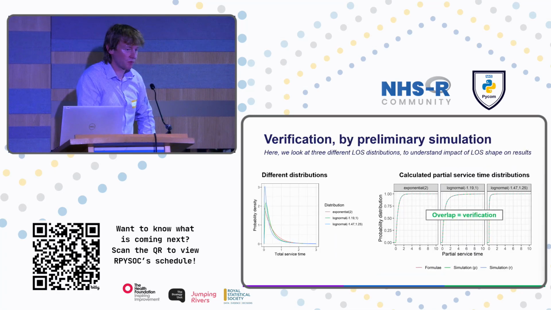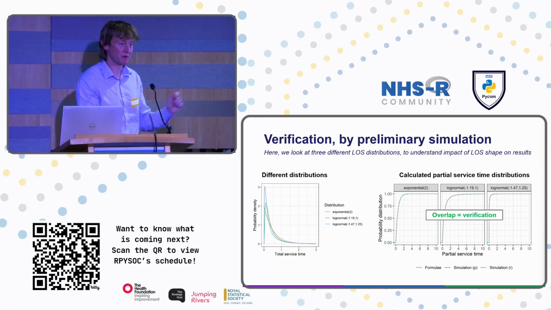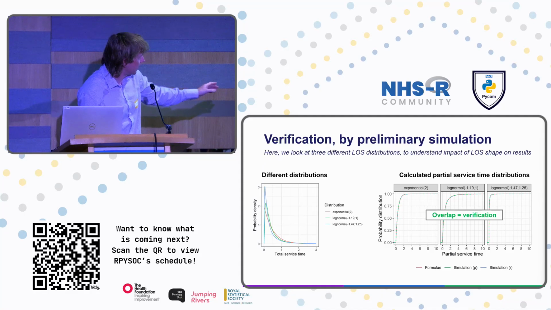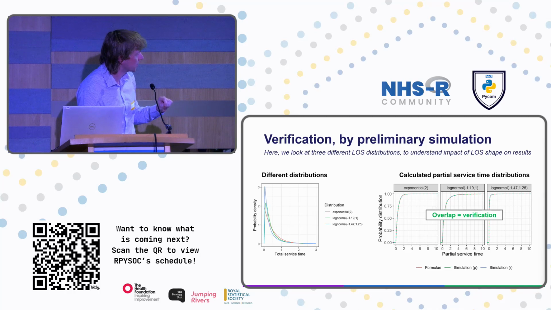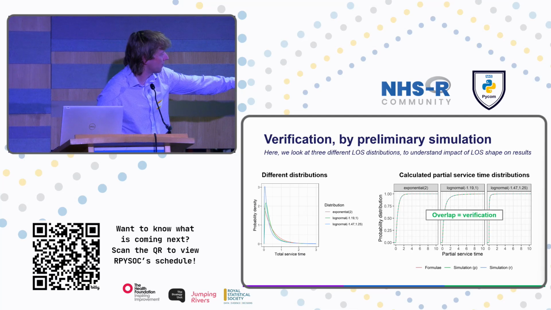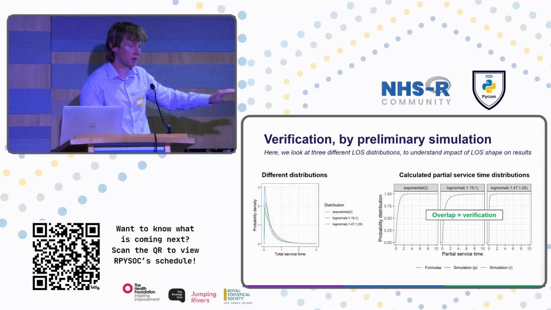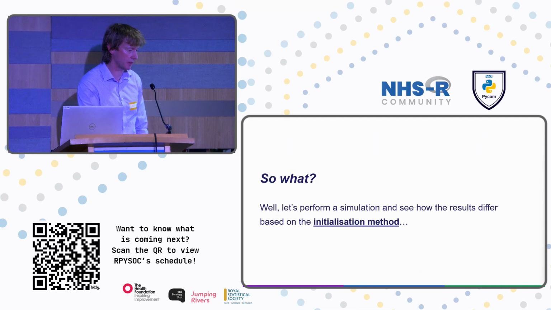So we can verify this formula holds by using the preliminary simulation method that I said before was accurate, provided enough replications. And we can see here, picking on 3 length of stay distributions to get an idea of sensitivity to the shape of a length of stay distribution, that when you run for each of those 3, there's overlap in the formulae versus the simulation. So it's verified, it is doing what it's supposed to be doing.